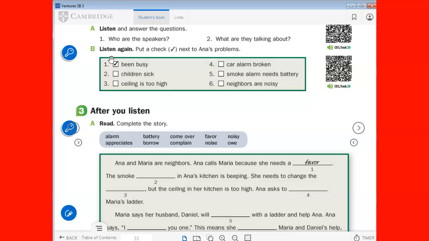All right, now we're going to listen one more time. It says here, put a check next to Anna's problems. So not Maria's, just Anna's. All right, let's listen one more time.